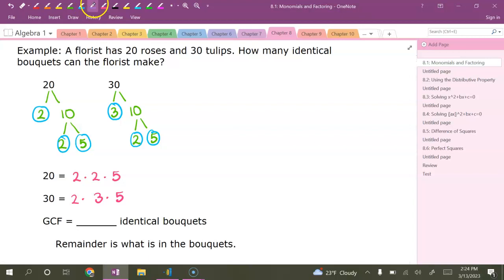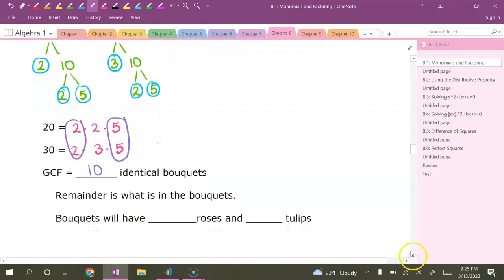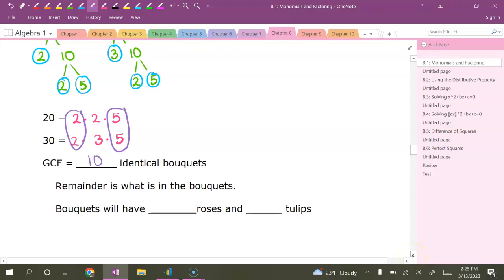So to find my GCF, that's when I look to see what's in common. I see a 2 and a 5. And so I multiply those together. 2 times 5, which would be 10. So that means I can do 10 identical bouquets. But they're also wanting us to take this a little bit further underneath here. And they're saying, how many of each flower would be in the bouquets?